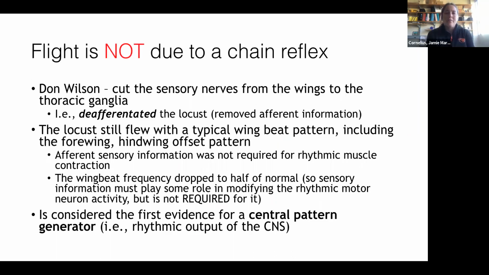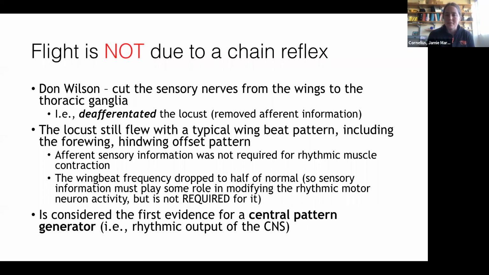Okay, so what subsequent experiments found is that flight, and this rhythmic firing of the muscles, is not actually due to a chain reflex. And this was again Don Wilson, who was able to cut the sensory nerves from the wings going into those thoracic ganglia, which would then transfer the information to the brain or process it right there in the ganglia and control the motor output. This is called deafferentation. In other words, you're removing the afferent information.